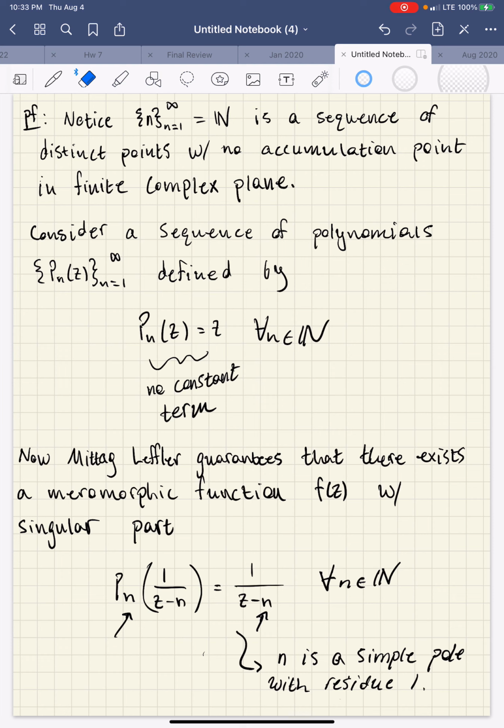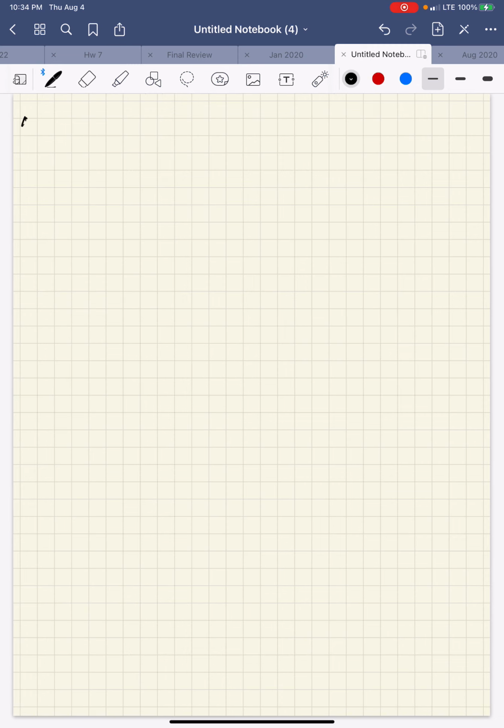Unfortunately, Mittag-Leffler is an existence theorem, and we want a particular function. Luckily though, the proof of that theorem is actually constructive. So what we can do is follow the proof of Mittag-Leffler to actually construct this function that we've just proved exists. Okay. So given that a factor of this form, 1 over z minus n, has a simple pole at z equals n with residue 1, the naive idea is to consider this series, which is just the sum from n equals 1 to infinity of 1 over z minus n.